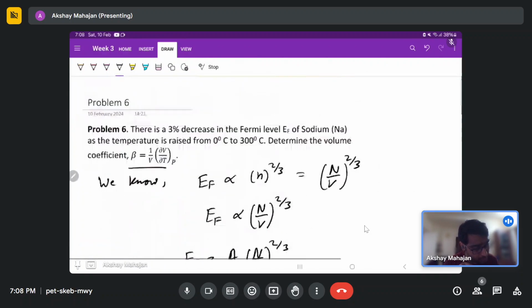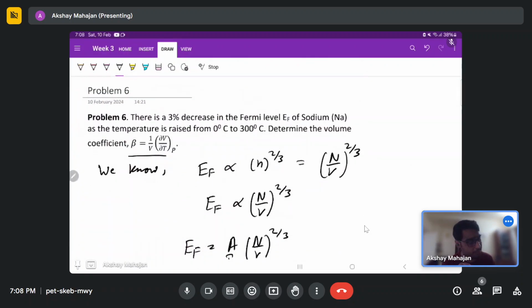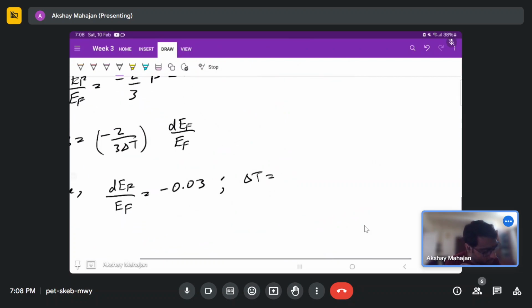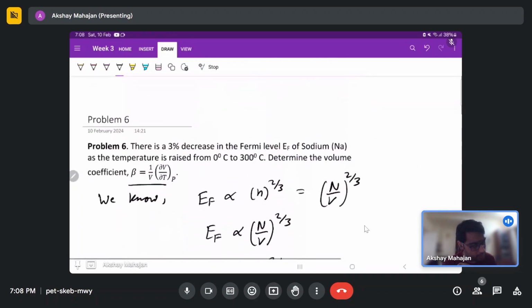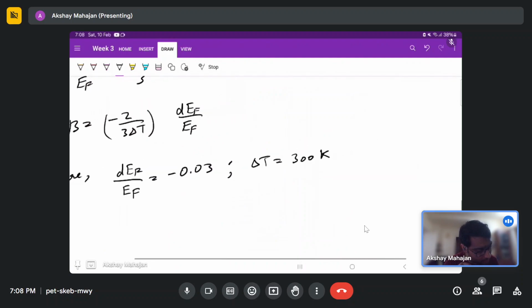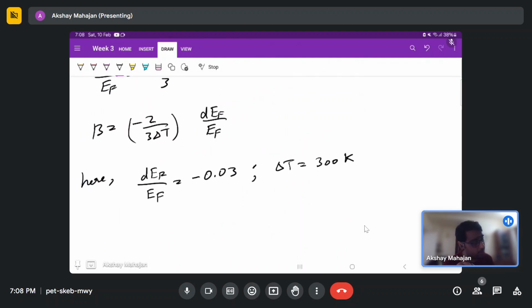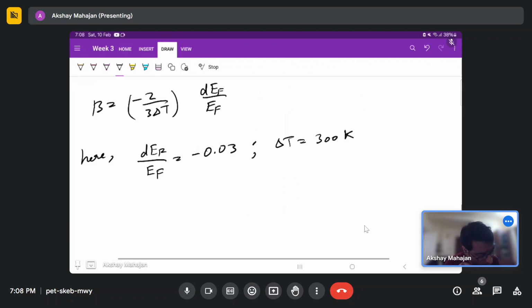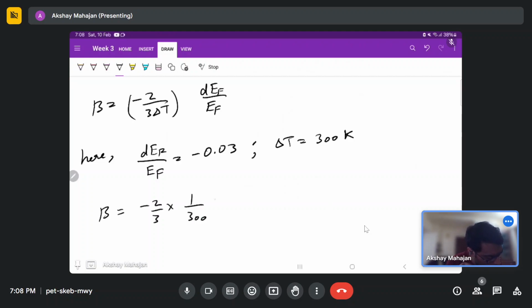if I change this temperature into Kelvin, we always change into Kelvin as well, those 273 constants will cancel out. So basically delta T we have is 300 Kelvin, because in Kelvin also the delta T will be 300. So now we have dEf by EF as minus 0.03 and delta T is 300 Kelvin. So our beta will be equal to minus 2 by 3 times 1 by 300 times minus 0.03.